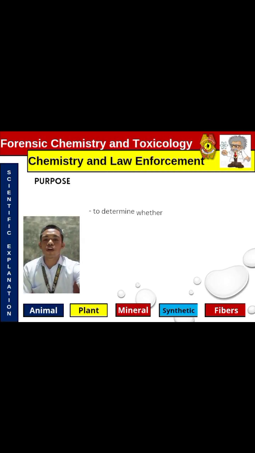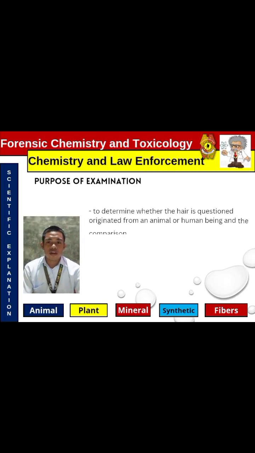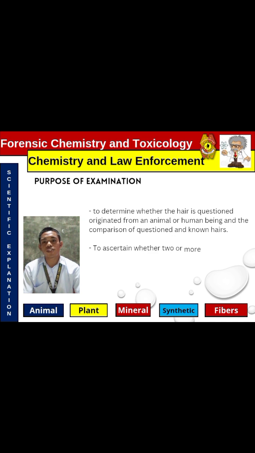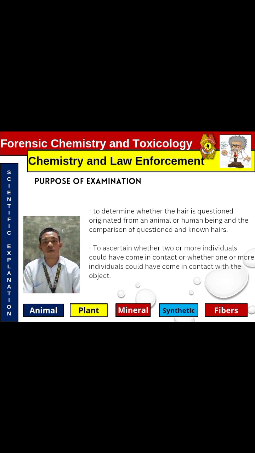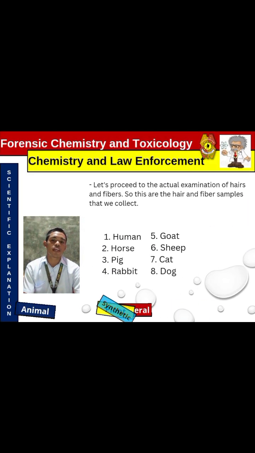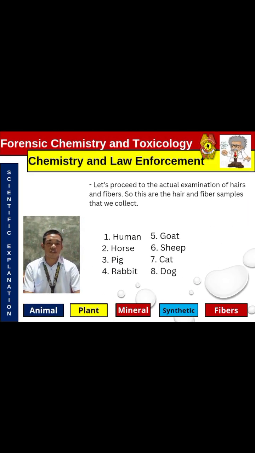So, the purpose of the examination is to determine whether the questioned hair originated from an animal or a human being, and to compare questioned and known hairs. It is also to ascertain whether two or more individuals could have come in contact, or whether one or more individuals could have come in contact with the object. So let's proceed to the actual examination of the hair and fibers.